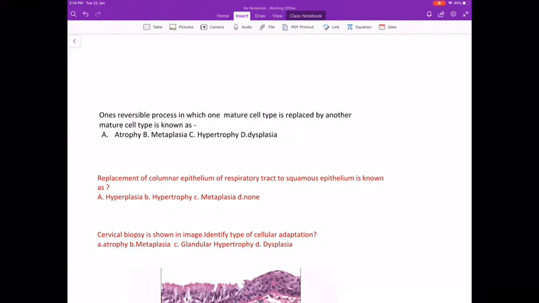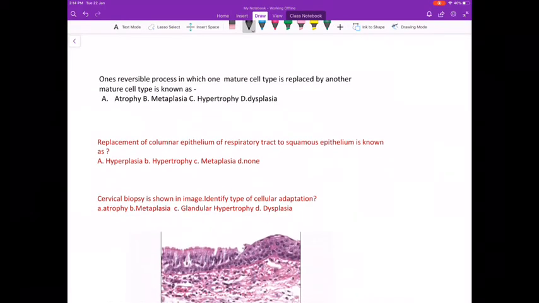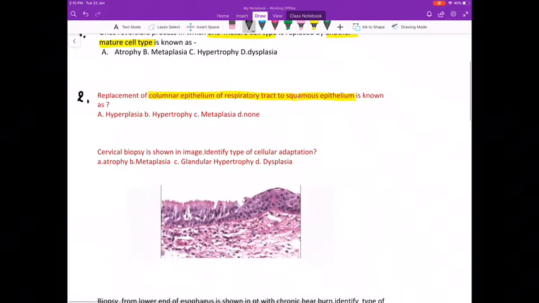Students, here in the first part of the lecture, I'll be dealing with all the questions which are related to this particular topic, cellular adaptation and metaplasia. For example, first question is one reversible process in which one mature cell type is replaced by another mature cell type is known as. Second, there is a replacement of columnar epithelium of respiratory tract into squamous epithelium. What is this condition is known as?